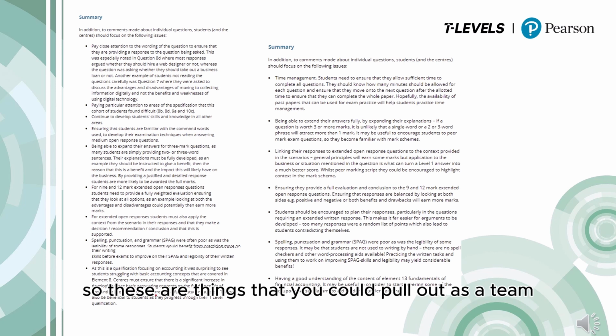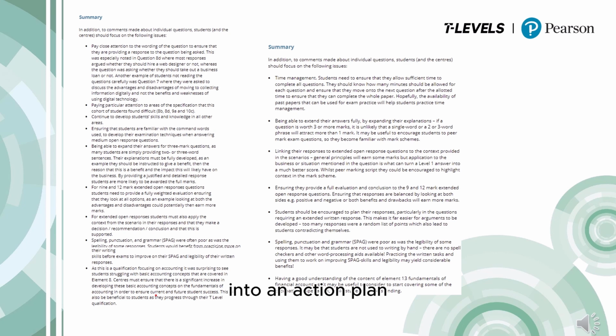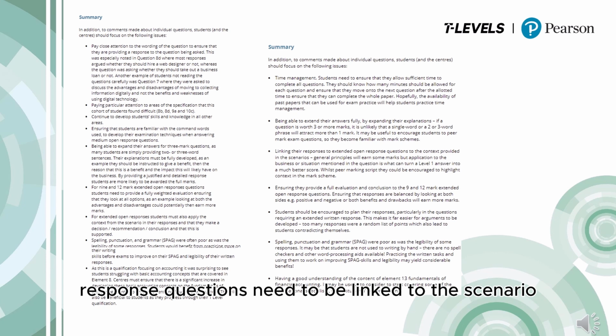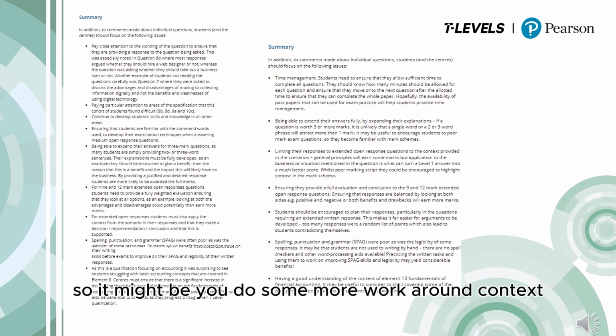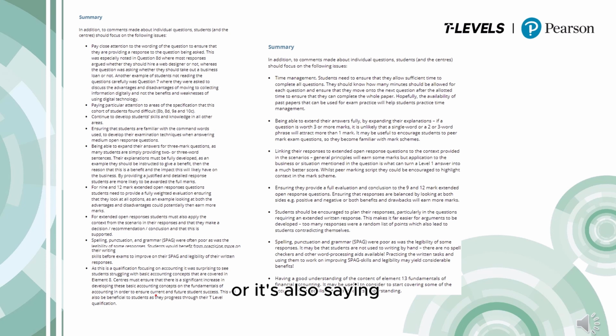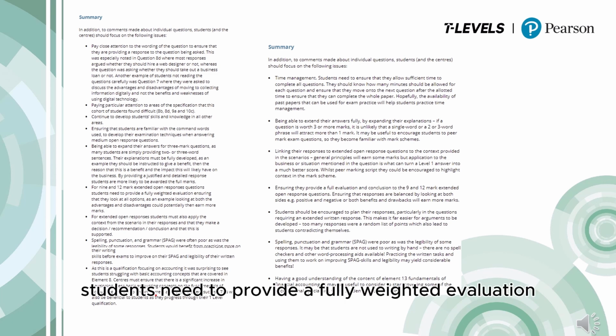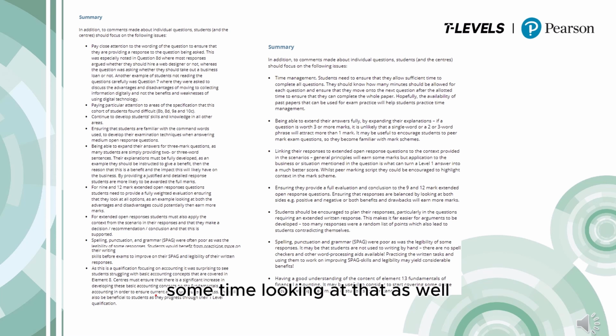So these are things that you could pull out as a team into an action plan, and then make sure that when you're working with your students, you're able to build this into their strategy and their technique, and when you're practicing across the year. For example, one of the things paper 2 is saying is that the responses in the extended open response questions need to be linked to the scenario. So it might be you do some more work around context. It's also saying over here on paper 1 that for the 9 and 12 mark extended open response questions, students need to provide a fully weighted evaluation. So it might be that you spend some time looking at that as well.